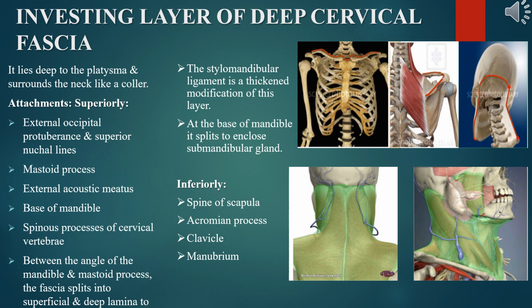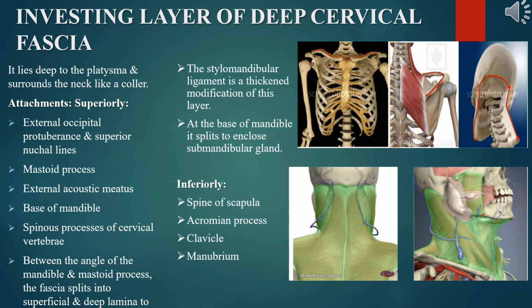Investing layer of deep cervical fascia. It lies deep to the skin and subcutaneous tissue and surrounds the neck like a collar. It is the outermost layer of the deep cervical fascia and is attached superiorly with the external occipital protuberance and superior nuchal lines, mastoid process, external acoustic meatus, base of mandible, and spinous processes of cervical vertebrae.